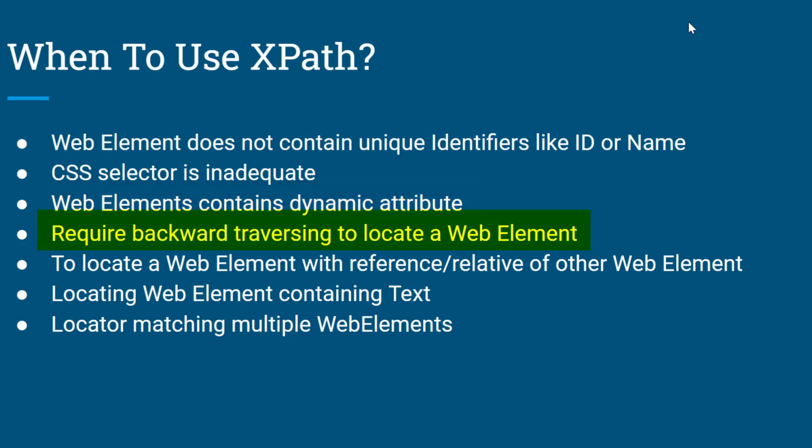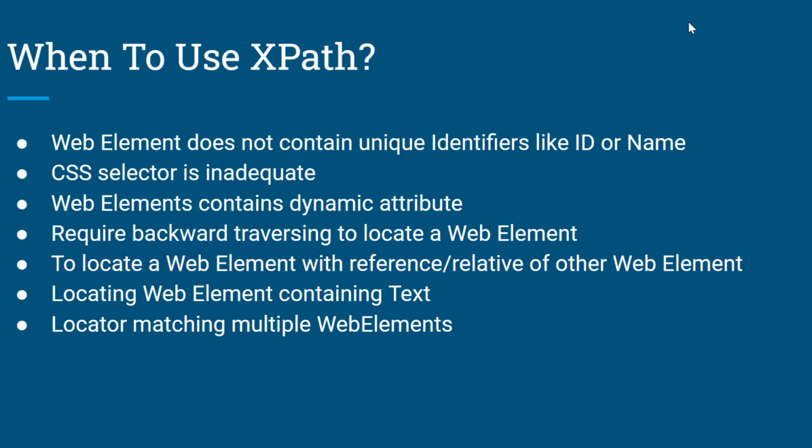The fourth point I have already explained. If you want backward traversing to locate a web element, then XPath is the best option. Next, to locate a web element with reference or relative to another web element. This is a very common scenario. For example, you are on the Amazon website and you search for iPhone. If I ask you to give me the model name of the iPhone whose price is 1K, then you need to use this price as a reference to find the model of the iPhone. So we need to do backward traversing and also use the relative concept here. For these things, we can use XPath.